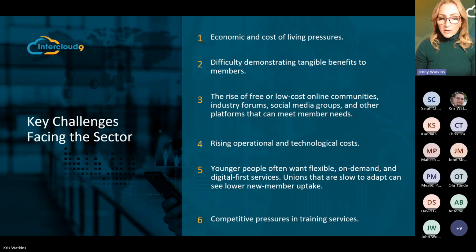Rising operational and technological costs further challenge unions. And to maintain relevance, unions do need to invest in digital transformation, such as membership engagement systems, online learning platforms, virtual events infrastructure, and so on. But for many smaller unions, these investments are often prohibitively expensive, restricting their ability to innovate.